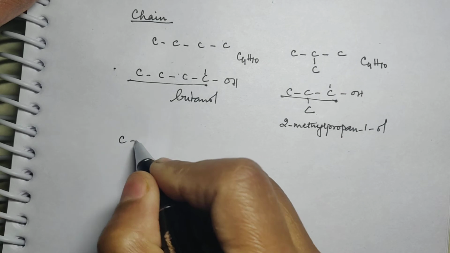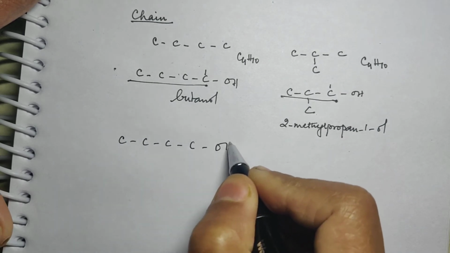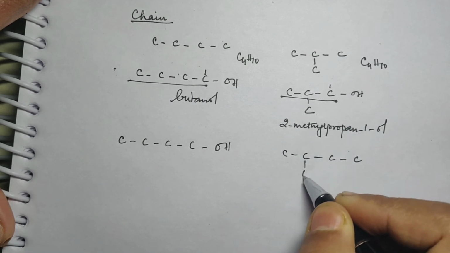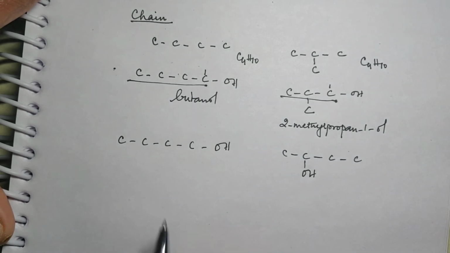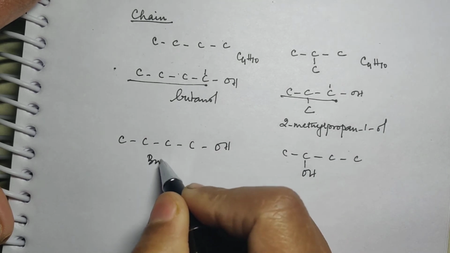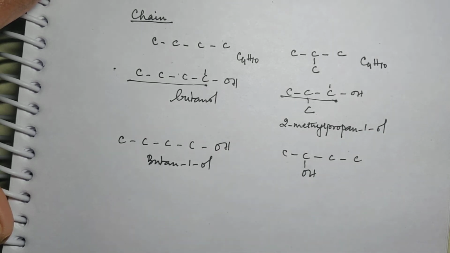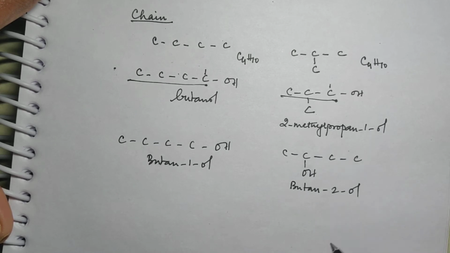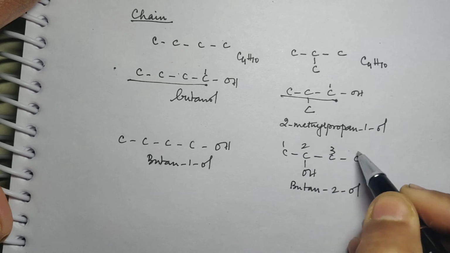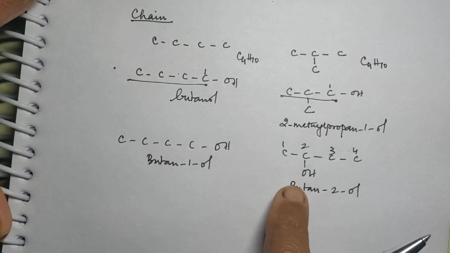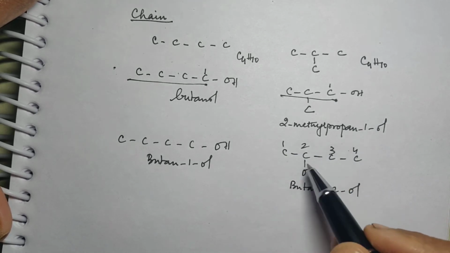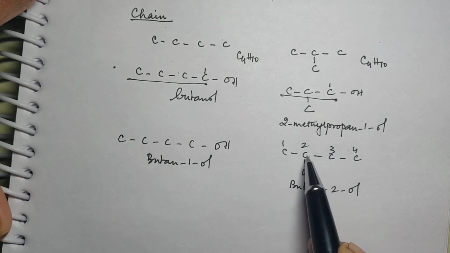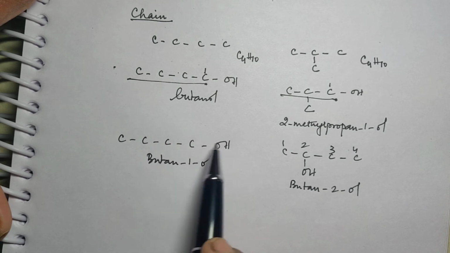Now say for example I have OH attached here. How would you call this? You will call this as butan-1-ol, but this you will call it as butan-2-ol, right? 1, 2, 3, 4. You will number the carbon chain from left to right, giving least position to the carbon holding the functional group. So you will number it from here. So here the OH group is attached to second position. Here the OH group is attached to first position.